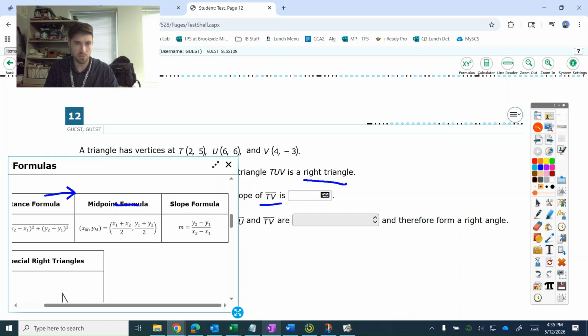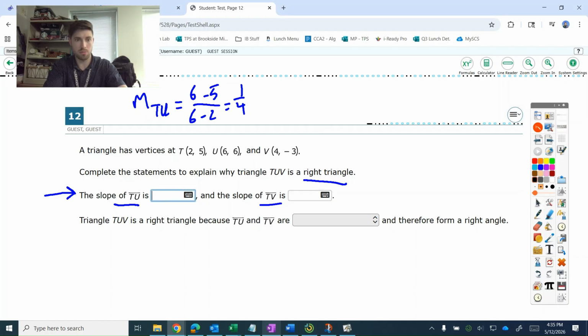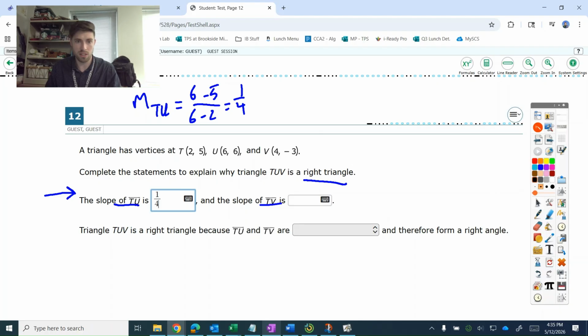We can use y2 minus y1. And so we just have to run through this really quickly. And they're telling us what to do. So the slope of TU is equal to 6 minus 5 over 6 minus 2. So that's equal to 1/4, right? So we've got this here. I'll go type this in, 1/4. That's the slope of TU.